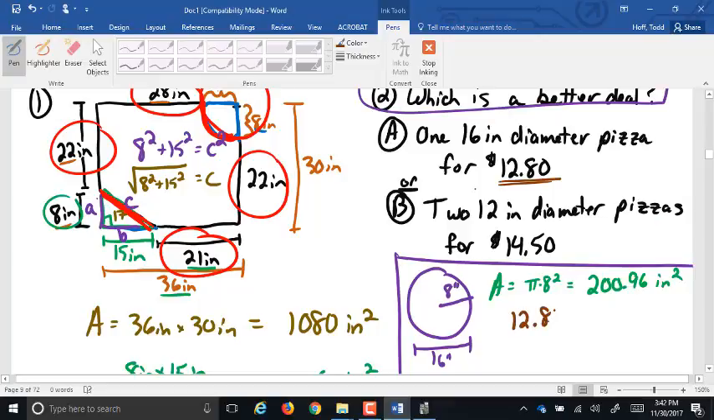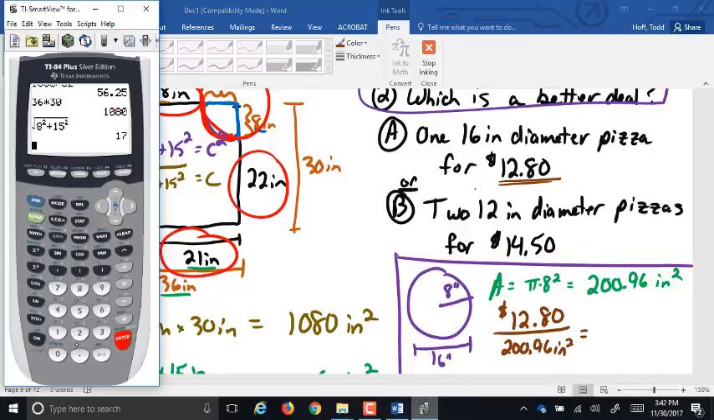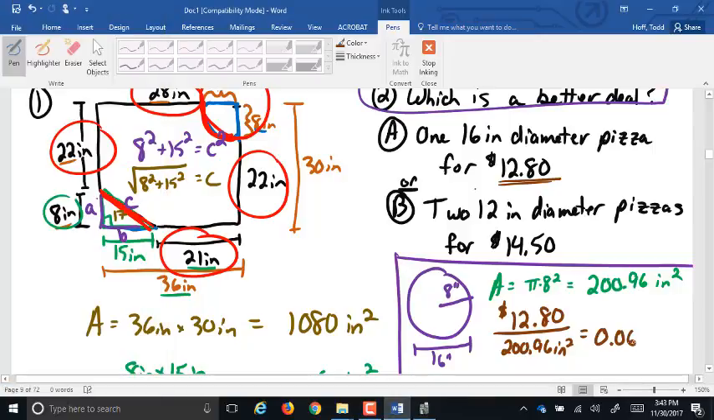What we need to do is $12.80 divided by... the rate would be square inches per dollar, which doesn't make sense. Dollars per square inch makes sense. So it's dollars divided by the square inches. 12.8 divided by 200.96 gives us 0.06369. So about 6.37, 6.369 cents per square inch.